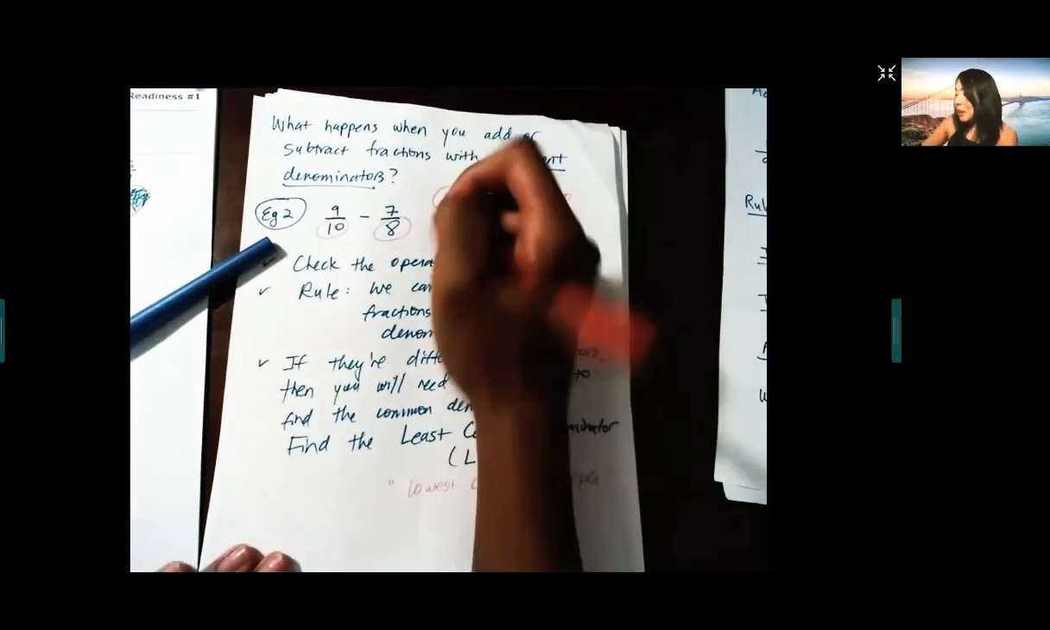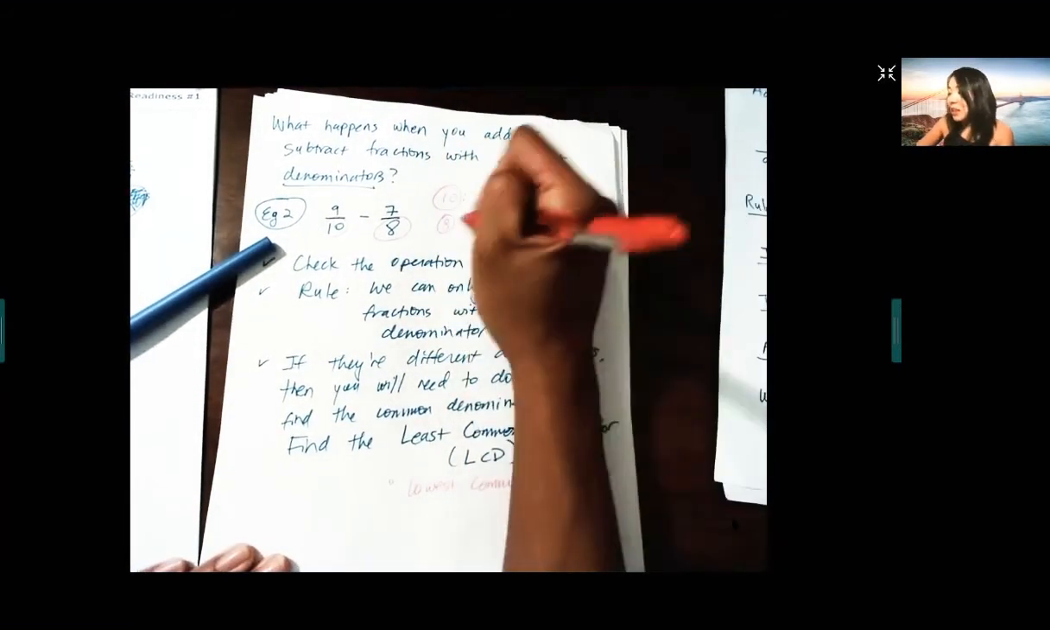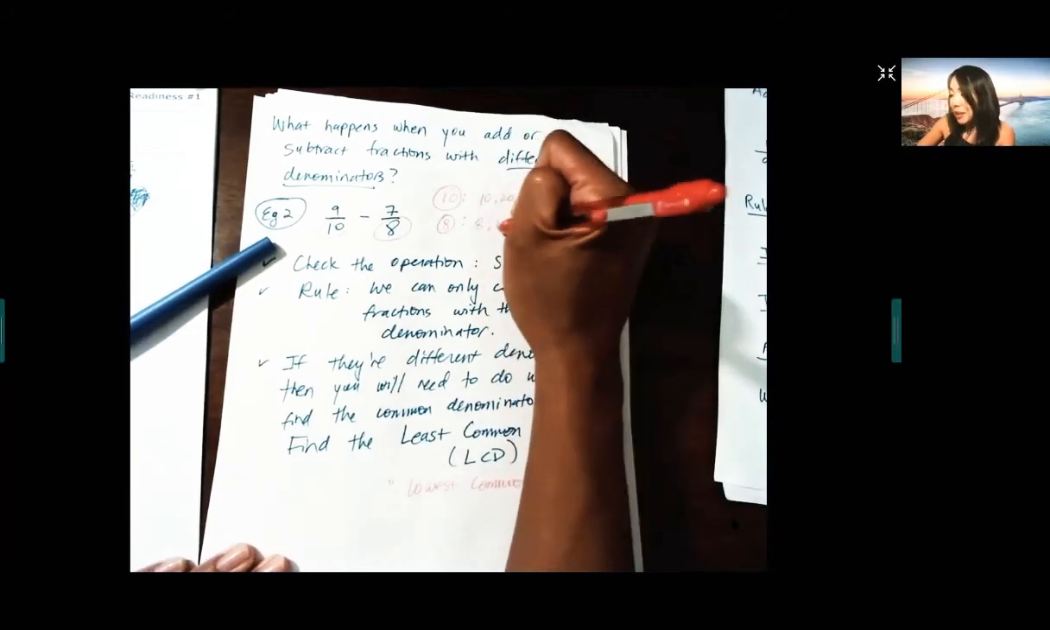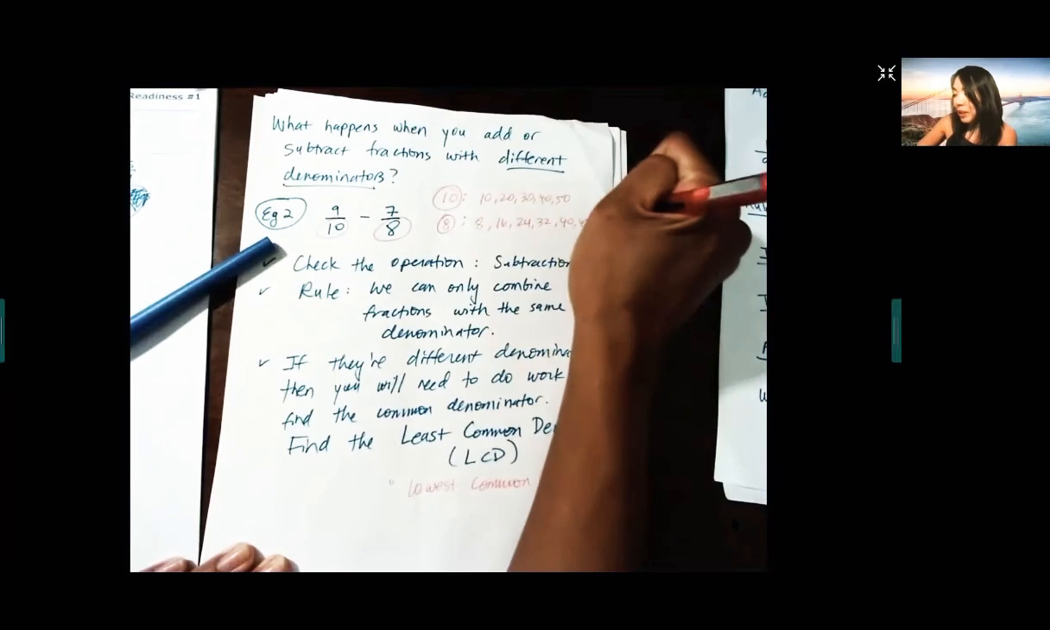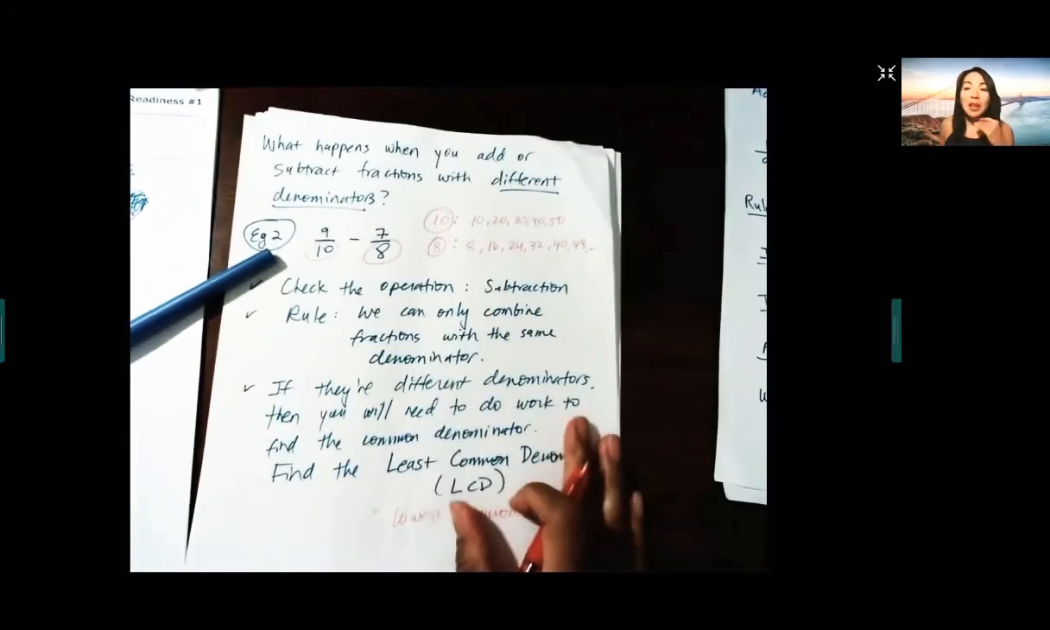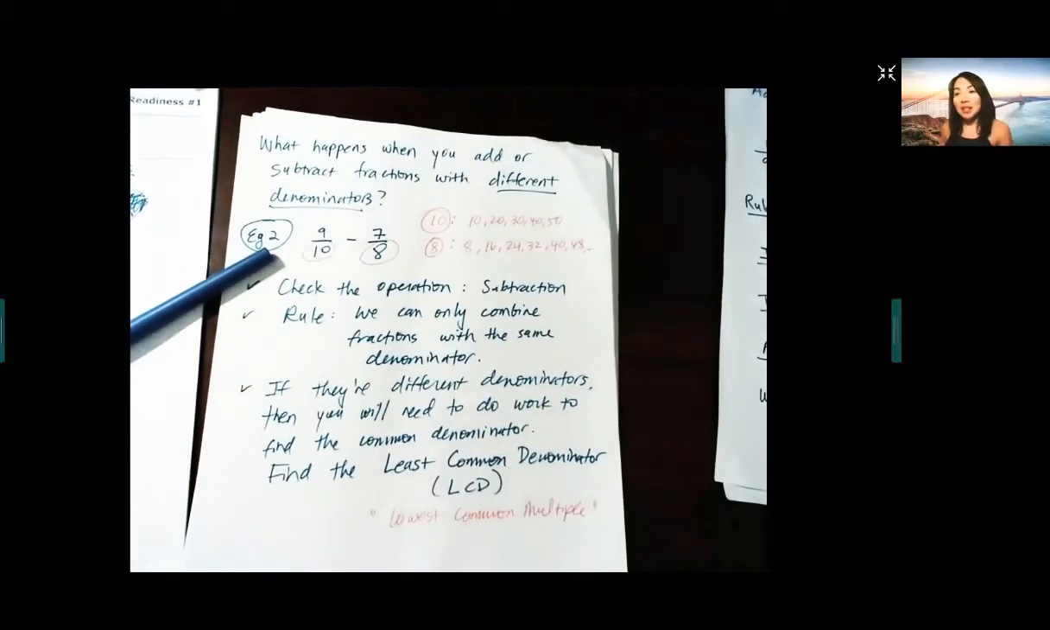Then I ask myself, what are the multiples of 8? The multiples of 8 are 8, 16, 24, 32, 40, 48, and so on. It keeps going on and on. And in mathematics, it is really important to know your multiplication table. So if you're weak in that, make sure you review it.